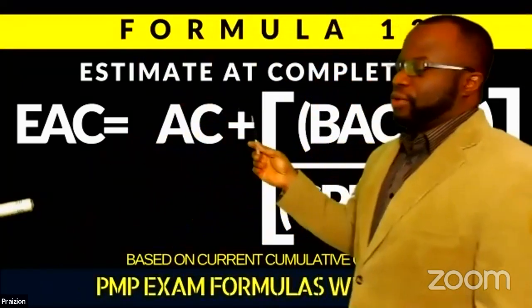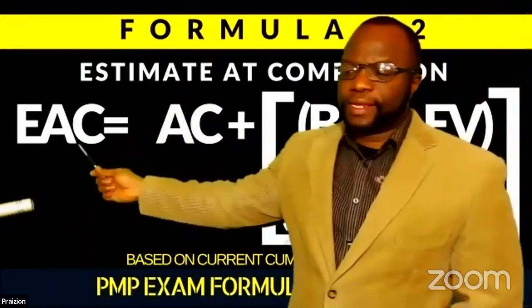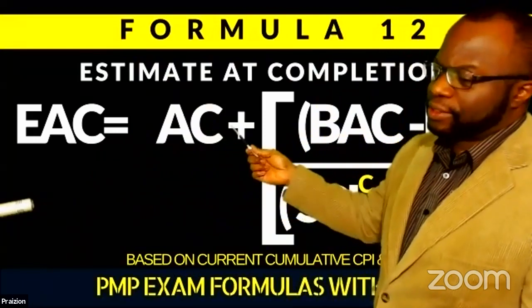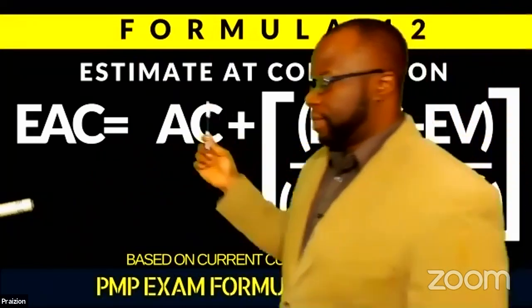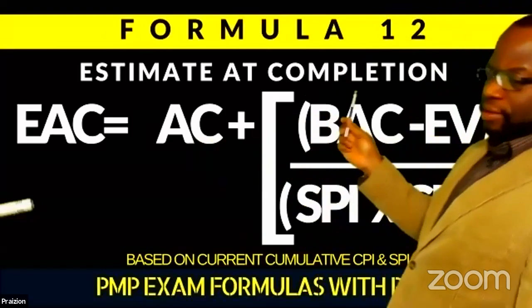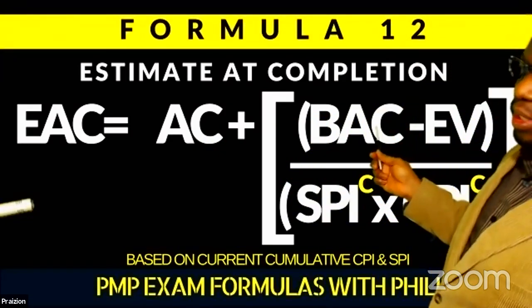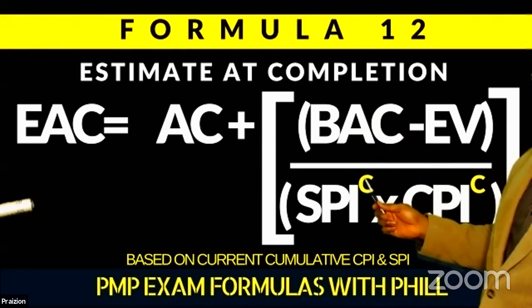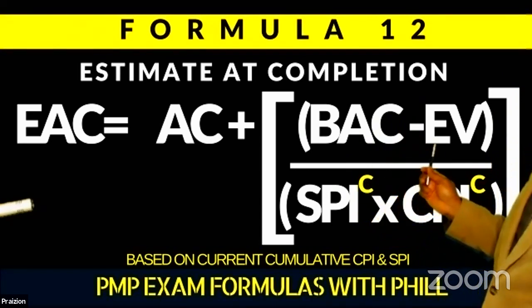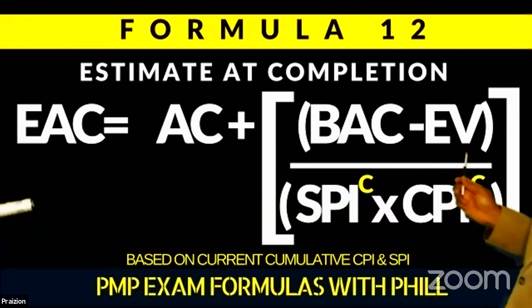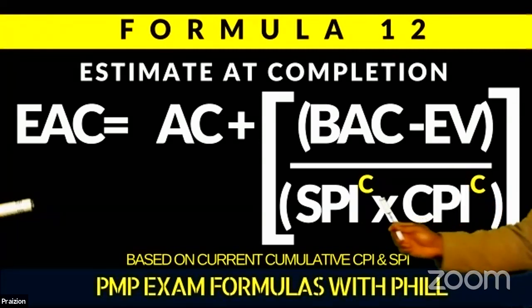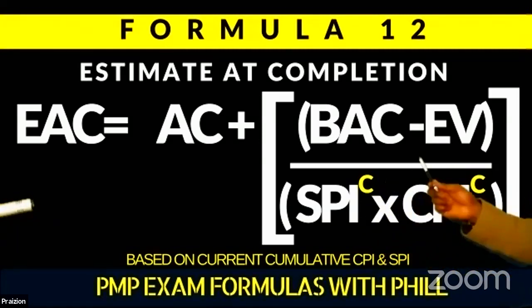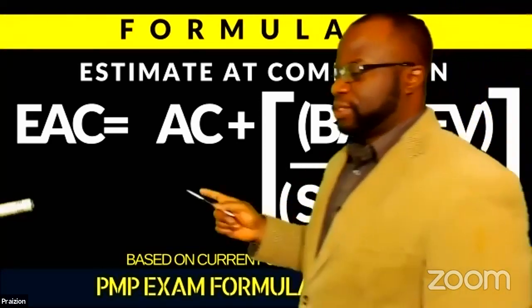So this is that notorious EAC formula: estimate at completion equals actual cost plus, I had to come out of the picture, my goodness, BAC minus earned value, divided by SPI cumulative times CPI cumulative. This cumulative is very important. A lot of people don't put this into the formula, but you need to remember this is not just any old CPI or any old SPI. This is cumulative, which is inception to date.